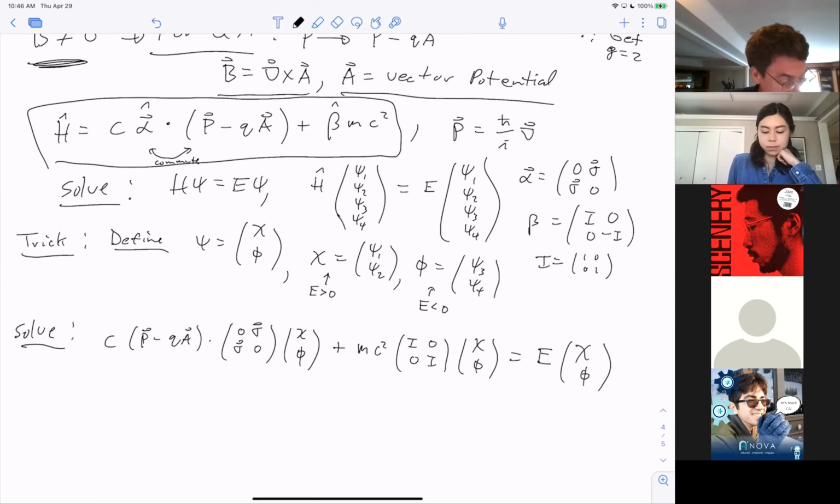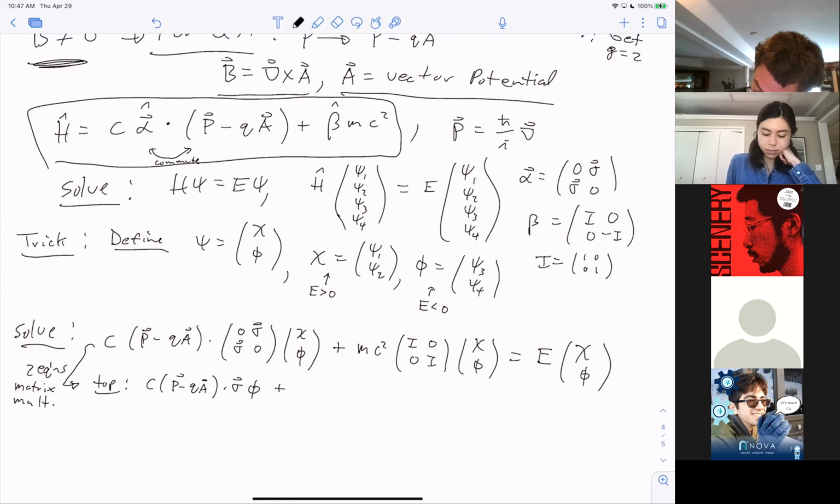Just solving it, just writing it out. Now let's actually solve it. So now let's multiply it out. I'm going to turn this now into two equations using matrix multiplication, because I've got a little matrix. You see it's like a 2x2. And so when we multiply it out, let's do the top first. From the top, what we're going to get is C times P minus QA dot sigma phi plus, and now the top row of the other matrix is going to be mc squared chi is equal to E chi.